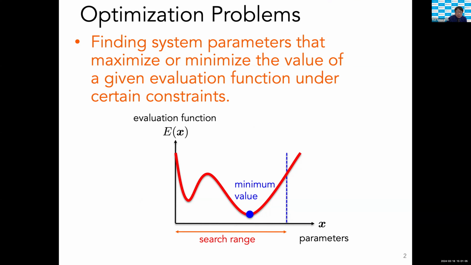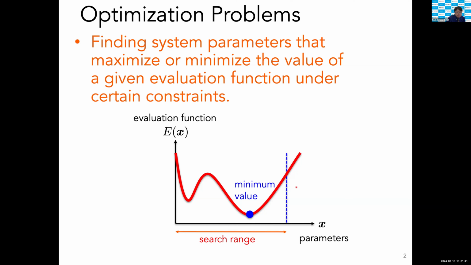First, I will explain continuous optimization problems. An optimization problem is a task of finding system parameters that maximize or minimize the value of a given evaluation function under certain constraints. Such optimization problems are very important in the field of engineering. As a result, many solutions have been proposed so far.